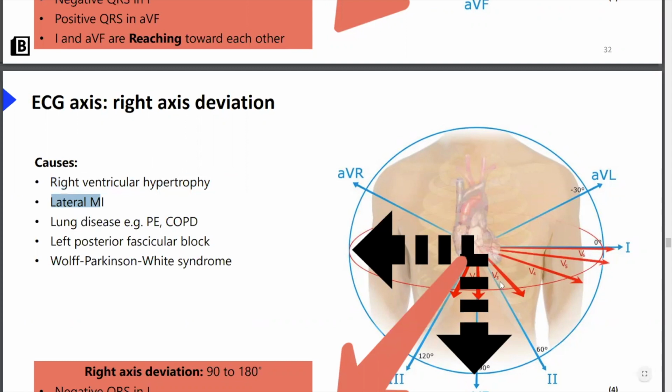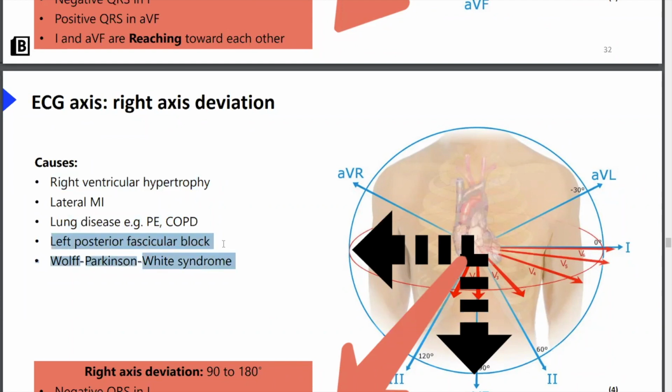If you have a lateral MI, that's an MI on this side, that side of the heart is going to be incapacitated, so the bulk of your electricity is no longer flowing to this lateral bit, but it's going to be flowing towards the right. That's going to cause right axis deviation. Lung disease causes right ventricular hypertrophy, okay? Lung disease causes pulmonary hypertension, which in turn causes right ventricular hypertrophy, and as we know, that causes right axis deviation.